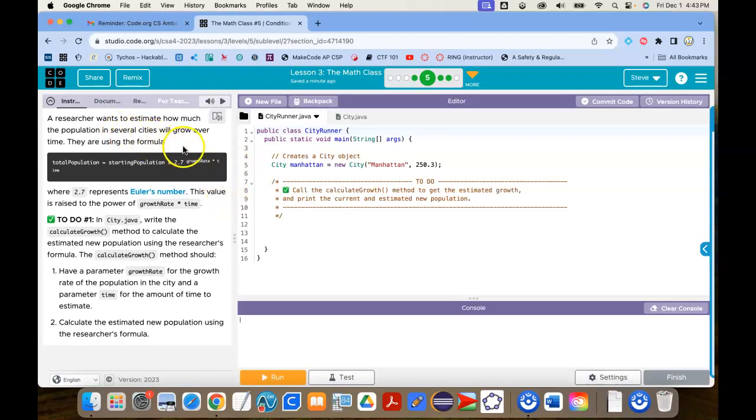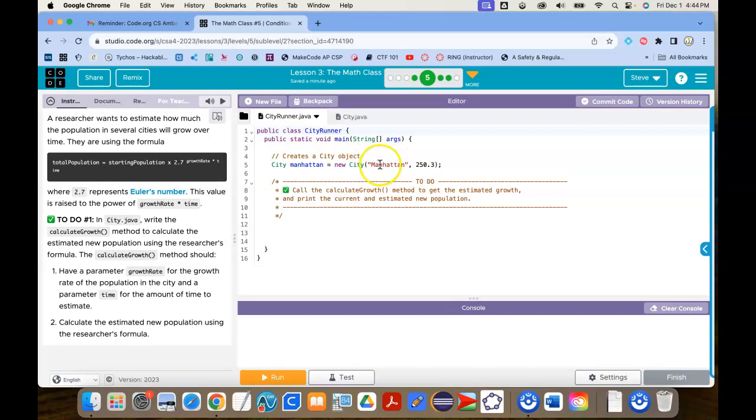So this researcher wants to estimate how much the population in several cities will grow over time. So they are using this formula. Total population equals starting population times 2.7, which is roughly e, raised to the growth times time. And so in the CityRunner class, we have created a city object, Manhattan.